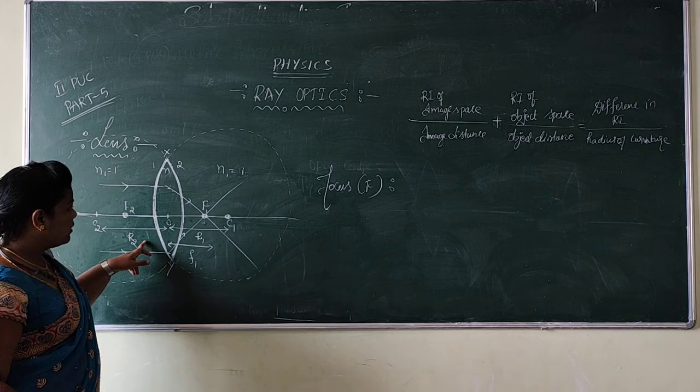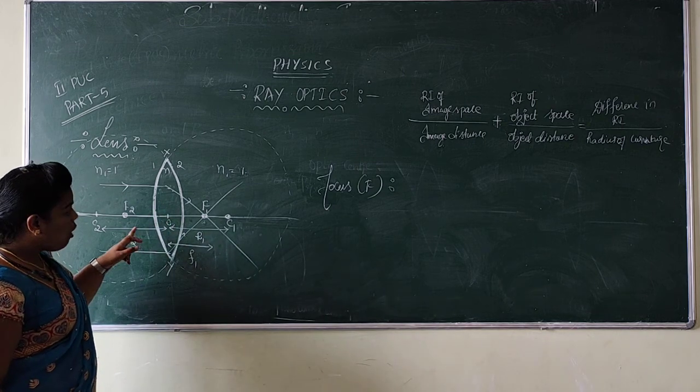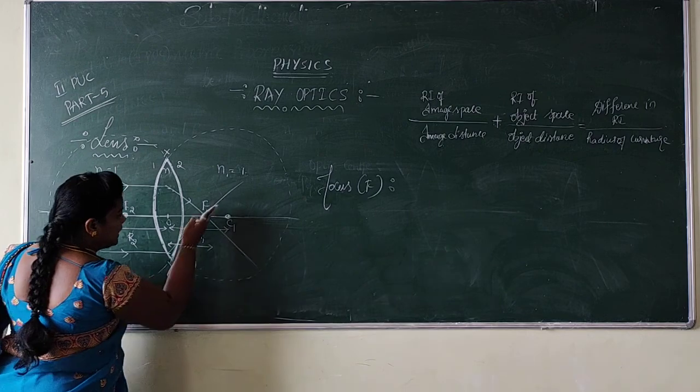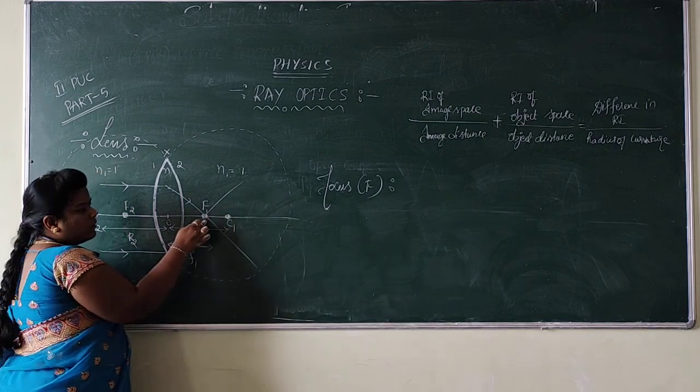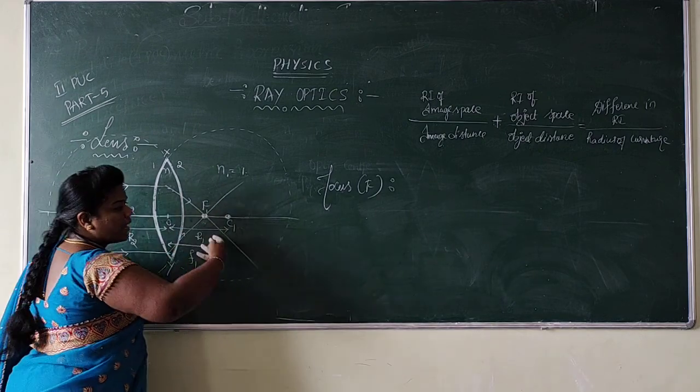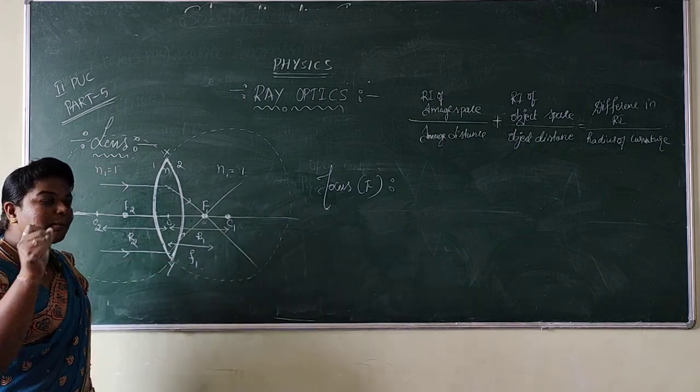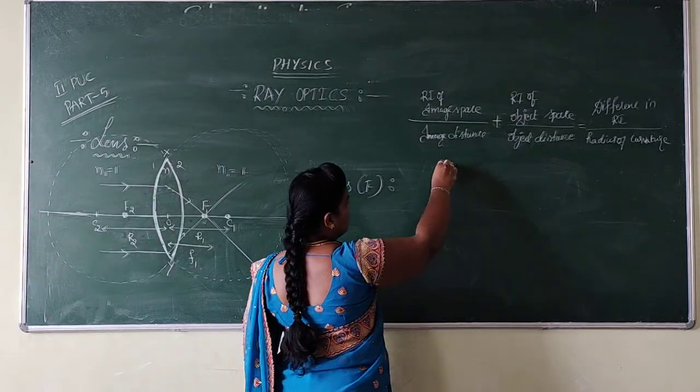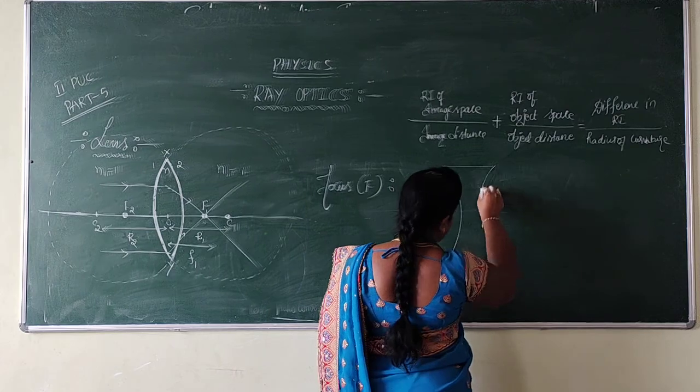At which the parallel rays, hope you are writing, after refraction meet at this point, or appear to diverge from the point. Why am I saying appears to diverge? Let us see the diagram for the convex lens also, and for the concave lens also.